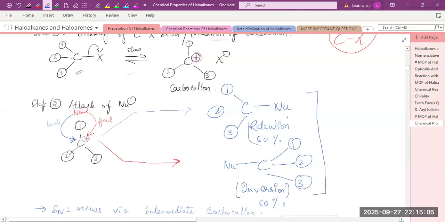So you will get 50% retention product, and see this is the inversion product. When will you get the inversion product? When the attack is from the back side. And when the attack of the nucleophile is from the front side, you will get a retention product. The 50-50 mixture, 50% retention and 50% inversion product, is known as a racemic mixture.